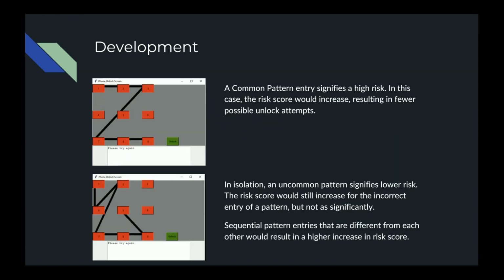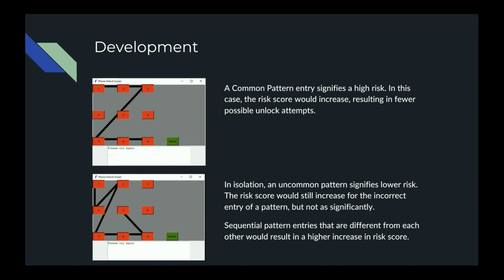So as you can see, a common pattern usually signifies a high risk. We got these common patterns from the research Caroline just mentioned earlier, and we have put them into arrays, and if we saw a match to a common pattern, then the risk score would be high and it would increase. This would also result in the attempts to unlock the phone being reduced. So the more someone tries a commonly used pattern, the fewer tries they get.